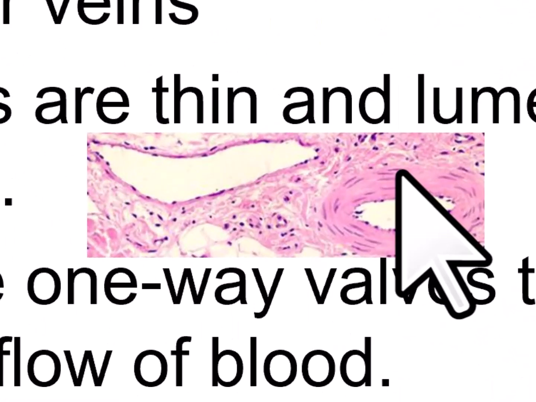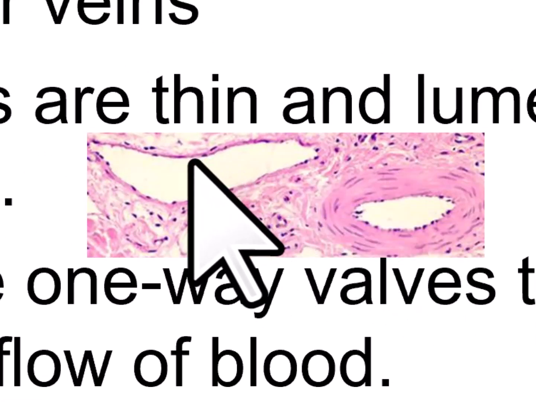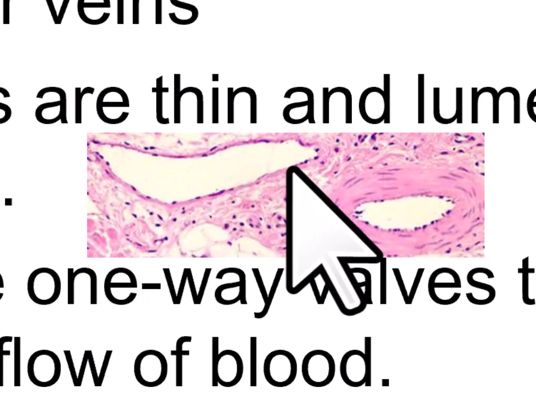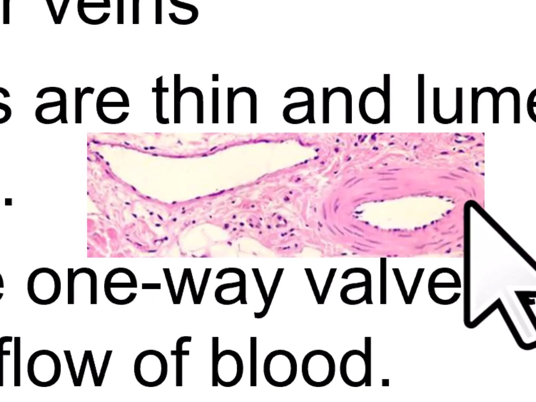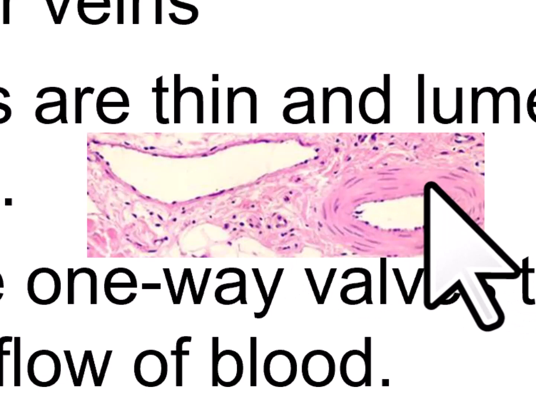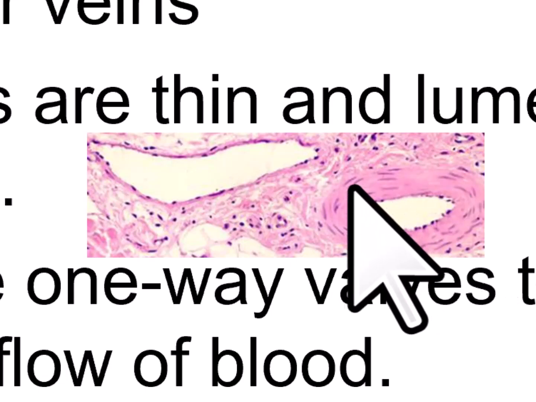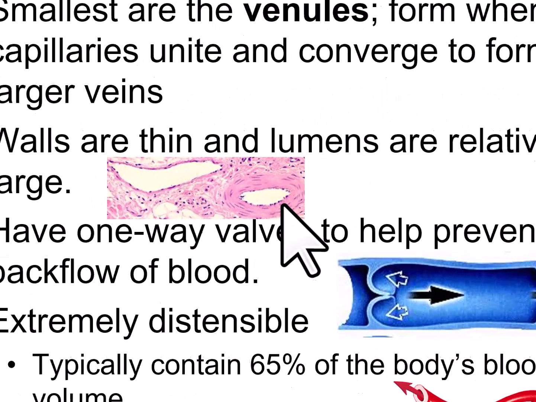So looking at this histological photo, you see this is the wall of a typical vein. See how thin that is compared to an artery, where the tunica media is a lot thicker because it has a lot more smooth muscle.